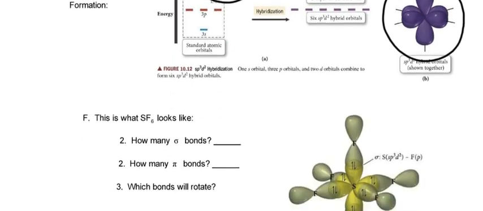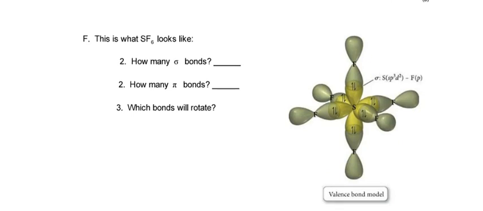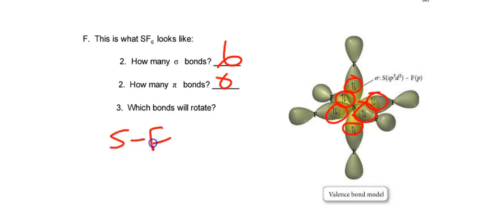Okay, so this is what SF6 will look like. So how many sigma bonds do I have? I have 1, 2, 3, 4, 5, 6. So I have 6 direct overlaps. I don't have any of the pi's that go up and down. I used up all my p's, by the way, didn't I? And so which bonds rotate? All the SF bonds will rotate, because they're all sigma only. If I had a pi bond someplace, that would not.